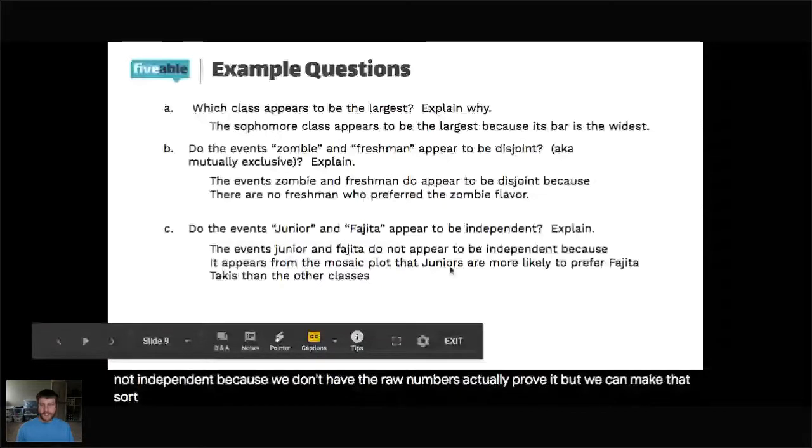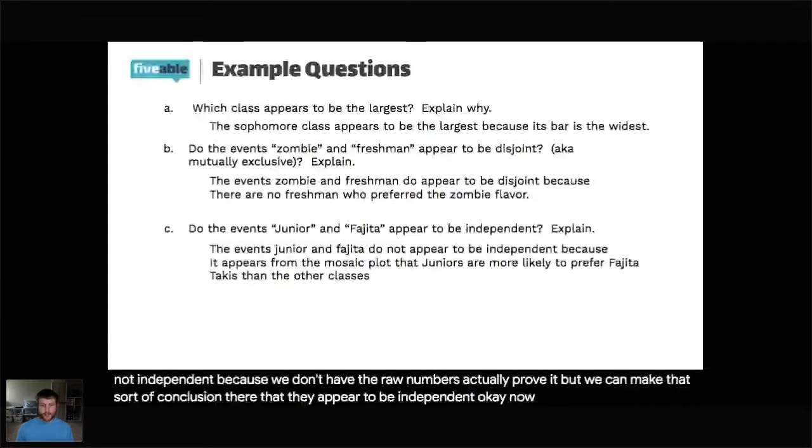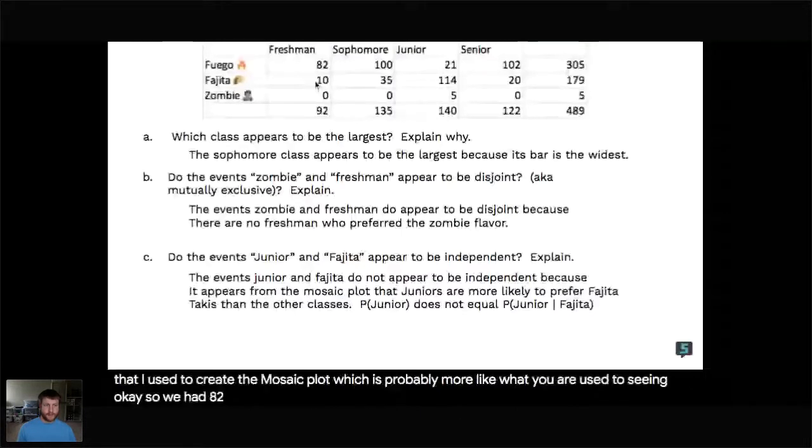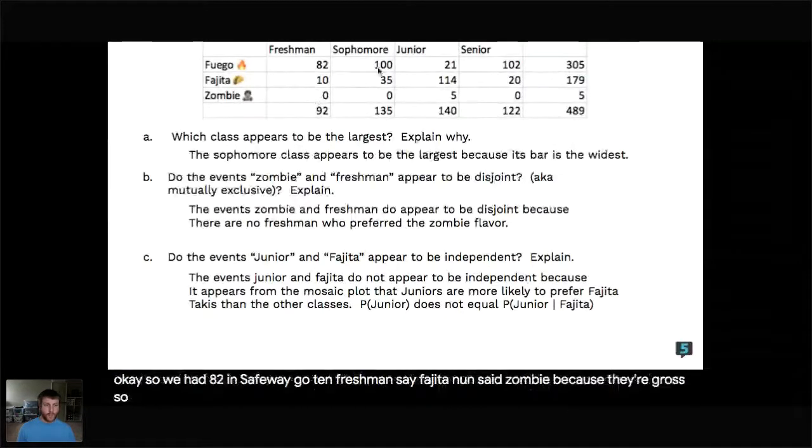Okay, now here is the two-way table that I used to create the mosaic plot, which is probably more like what you are used to seeing. Okay, so we had 82 freshmen say fuego, 10 freshmen say fajita, none said zombie because they're gross. Sophomore, 100 fuego, 35 fajita.